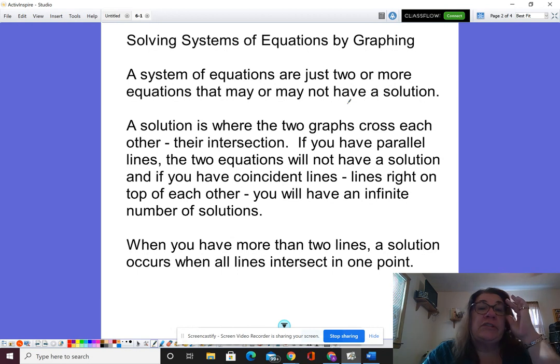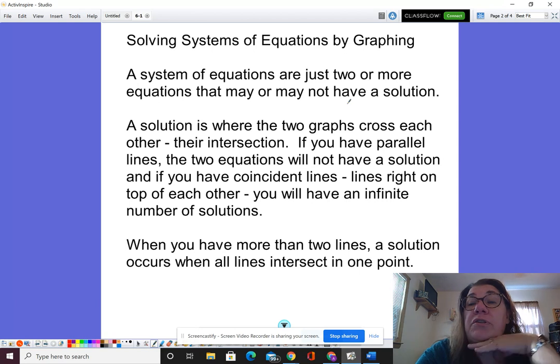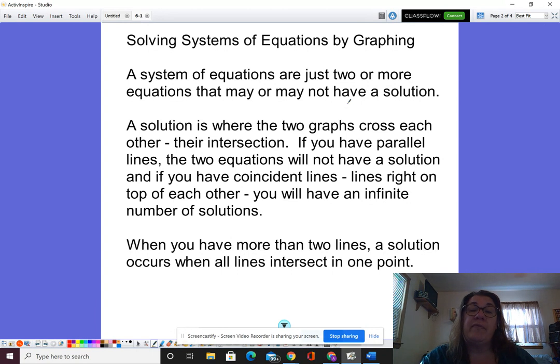So a system of equations is just two or more equations that you want to find a solution for. A solution is where the two graphs cross each other, or their intersection. So if you have parallel lines, the two equations will not have any solution. And if you have coincident lines, those are lines that are right on top of each other, you'll have an infinite number of solutions.